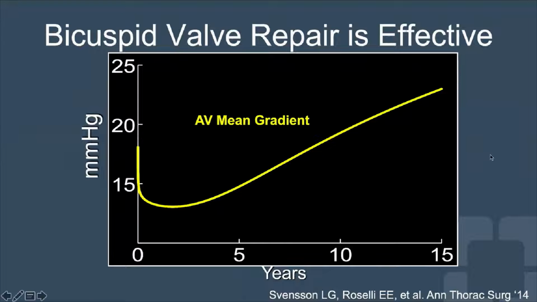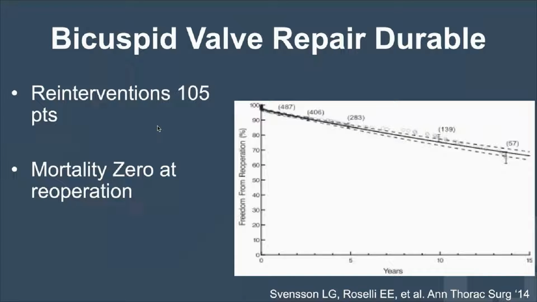The gradients after aortic valve repair do increase over time. However, they remain low in a lot of these patients. At 15 years, the gradient is still only about 20, which would place these patients in the mild range. The need for re-intervention is low in these patients. And also, when these patients do need re-intervention, it is relatively a straightforward operation to replace.